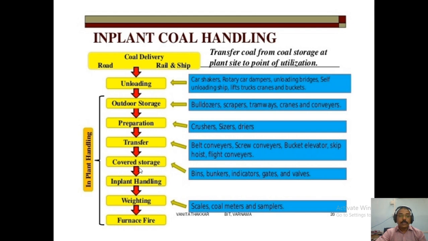Up to here, it is outside the plant, but here the in-plant handling process will start. But before passing to the furnace, whatever coal is transferred to the furnace is weighed, and it is wet. So this is the in-plant handling system of coal.